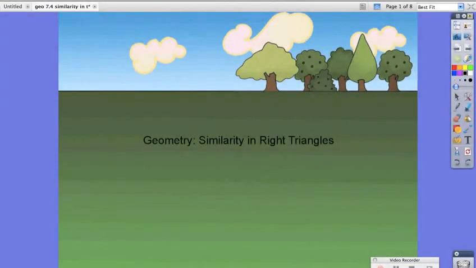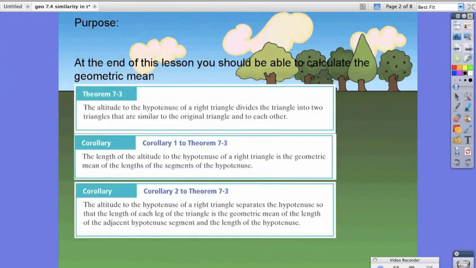Hello students, today in your geometry class you're going to be working on similarity in right triangles. So at the end of this lesson you should be able to calculate the geometric mean. So let's start with a couple of theorems and corollaries.